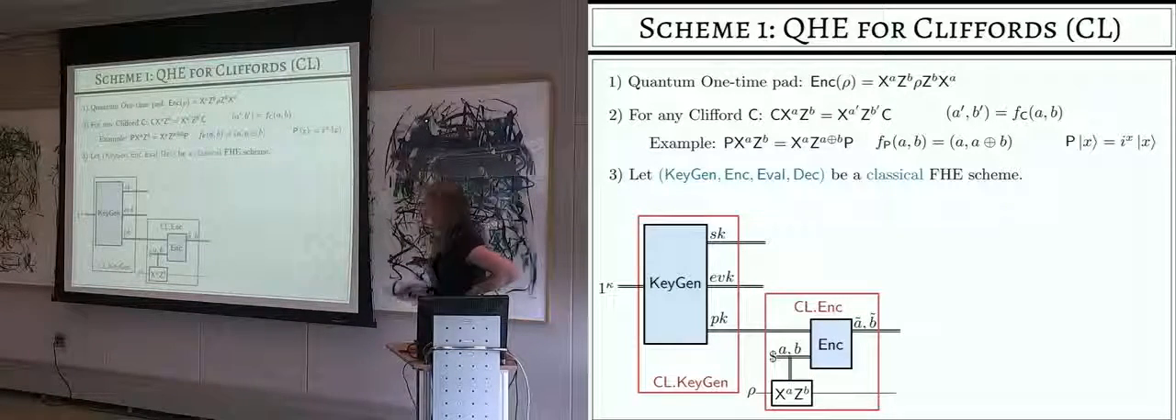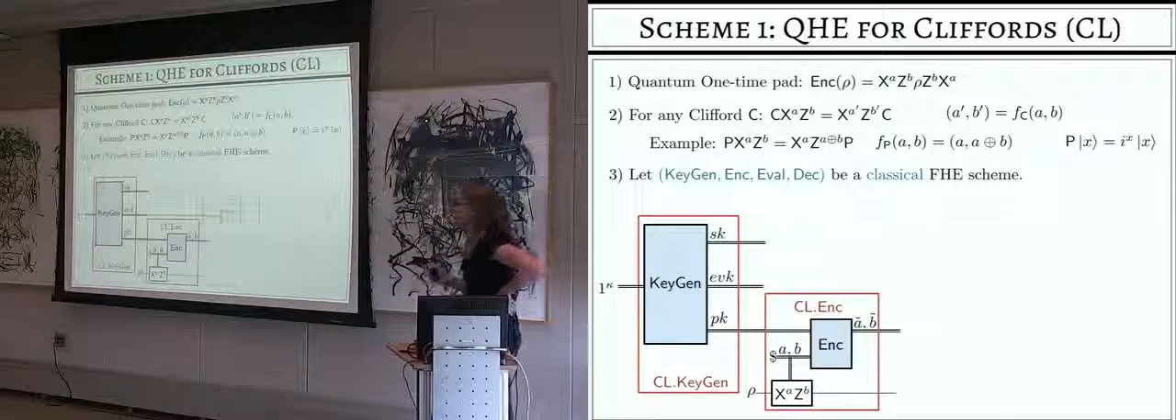Okay, so we'll just output these three classical keys, and then CL's encryption procedure will be the following. It's going to take random bits A and B. If rho is an n-qubit state, these would be n-bit strings, and apply a quantum one-time pad. And in addition to outputting this quantum state, which is the quantum one-time pad of the message, it's also going to output the classical encryption of A and B.